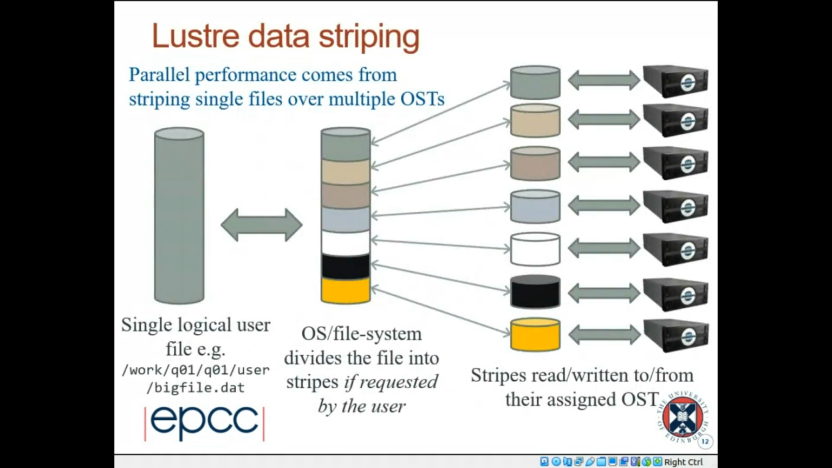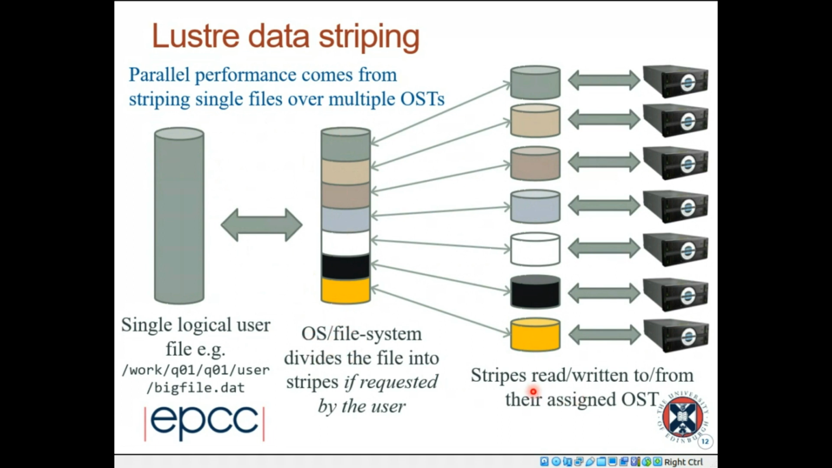But the really interesting thing is, you want to write a single file. You want your program to produce a single output file, and Lustre allows you to get improved bandwidth to a single file. You have a single logical user file, but the file system divides the file into stripes, but you have to request that. We'll see the default on ARCHER2 is to store a file on a single OST, not to stripe, but it's very easy to ask for striping.